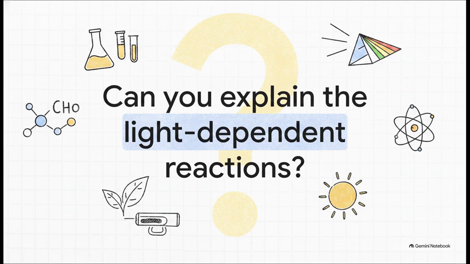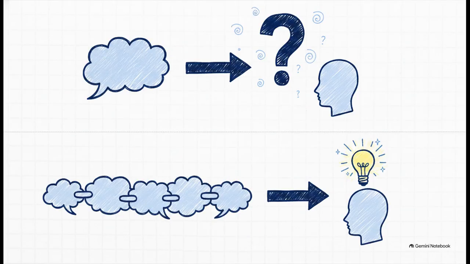Let's look at a real-world scenario. Imagine you're building a tutoring application, right? A student has been talking to Claude for a while, and then they ask this follow-up question. Can you explain the light-dependent reactions in more detail? Now, think about that for a second. On its own, in a vacuum, what does that actually mean? Light-dependent reactions in chemistry? In physics? In biology? And here is the trap.